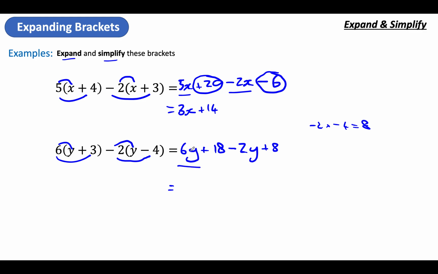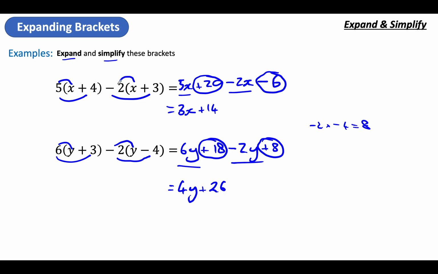Okay, let's simplify. Let's expand. Let's simplify. 6y, take away 2y. Well, 6 take away 2 because the sign in front tells you what to do. Leaves 4y. For why? I don't know. Sounds very Shakespearean. Then plus 18. Plus 8. Well, that's nice and easy. 18 plus 8 is 26. Yep. Right, okay. Watch out for that double negative.